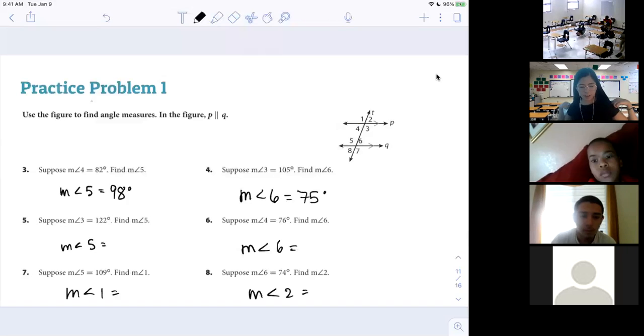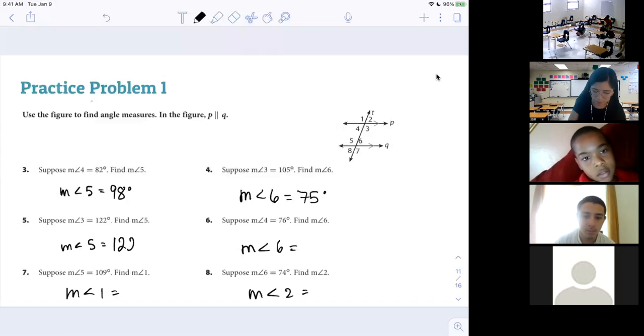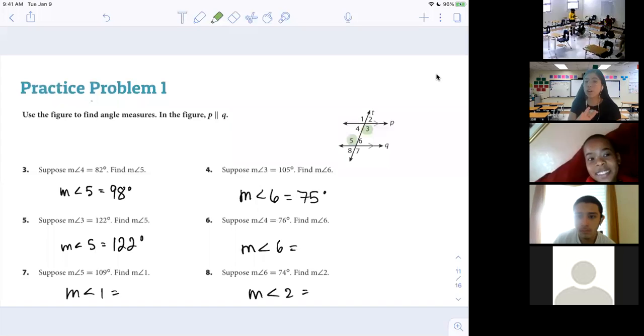Okay, who would like to volunteer for number 5? Daniel, I see you raising your hand. Go ahead. Number 5 would be 122. They're on opposite sides. Perfect. They're alternate interior angles. They're not vertical, but they're congruent. So they're called alternate interior angles.